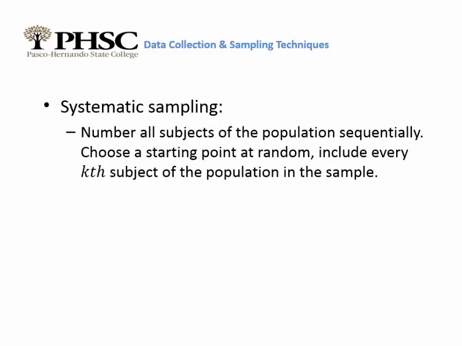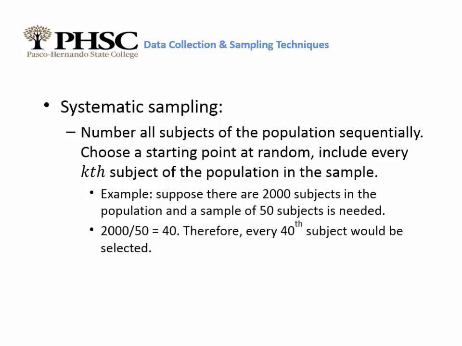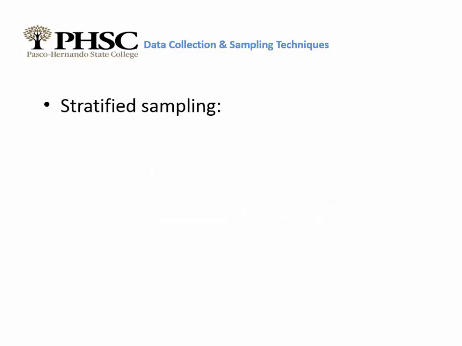Now, systematic sampling, that means that we number all the subjects of the population in a sequential manner, so from 1 to infinity, if you will. And then we choose a starting point at random, and we include every kth subject of the population in the sample. So let's say there are 2,000 subjects in the population, and a sample of 50 is needed. So then 2,000 divided by 50 is 40, so every 40th subject will be selected.